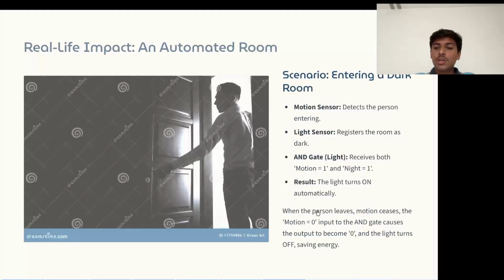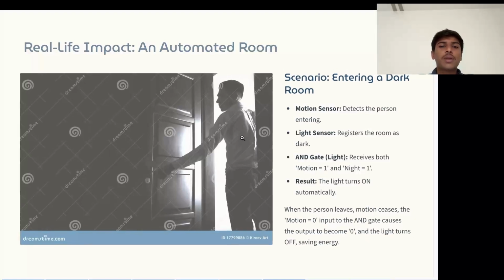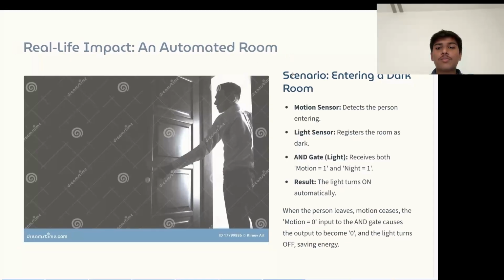When the person leaves, motion ceases and motion is equal to 0, and the AND gate output becomes 0. In an AND gate, we all know that when both conditions are true, 1, the output will be 1. Otherwise, if one of them is 0, the output will be 0. The output becomes 0 and the light turns off automatically, saving energy. This is a real life impact: an automated room scenario of entering a dark room.